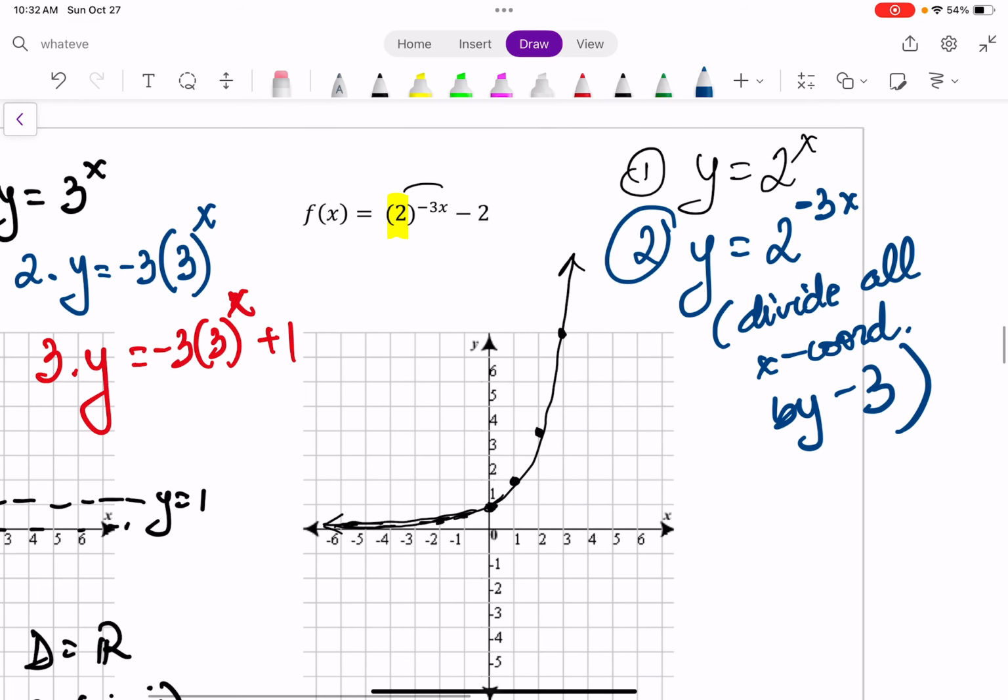So here's my x coordinate of 0. 0 divided by -3 is still 0. Here's my x coordinate of 1. 1 divided by -3 is -1/3. Here's an x coordinate of 2. 2 divided by -3 is -2/3. Here's an x coordinate of 3. 3 divided by -3 is -1. So what's happening is, of course, this graph is going to get flipped. -1 divided by -3 is positive 1/3, by the way.